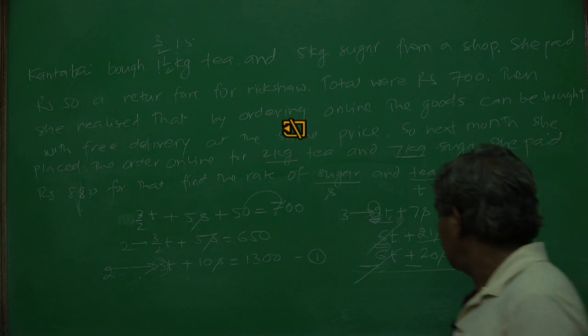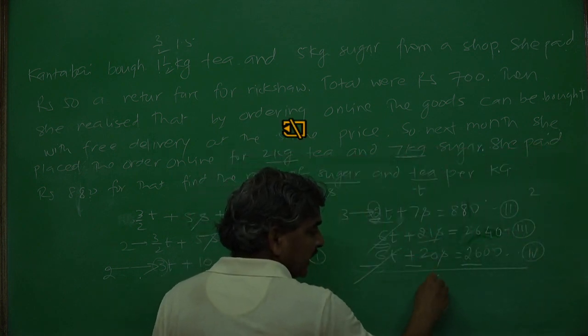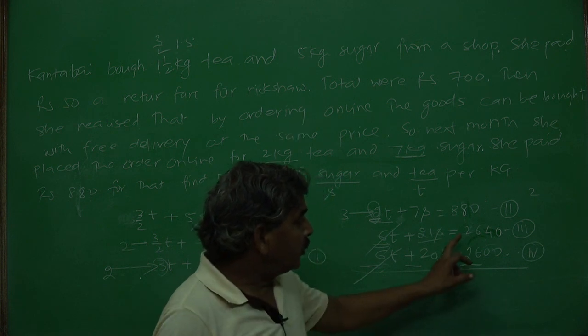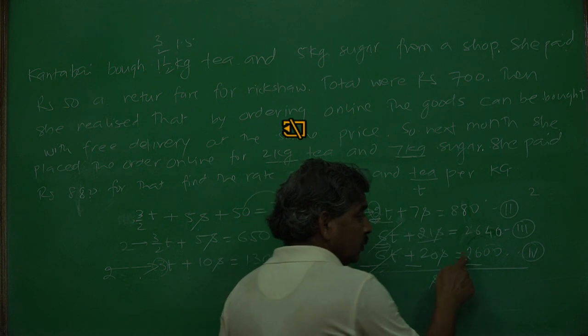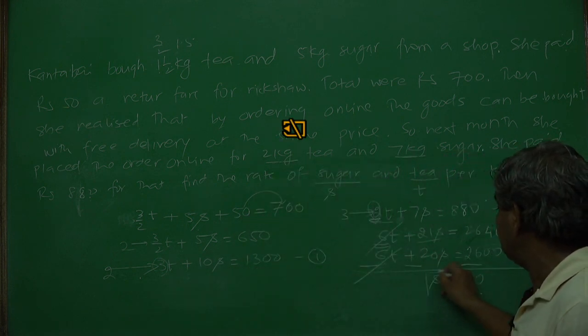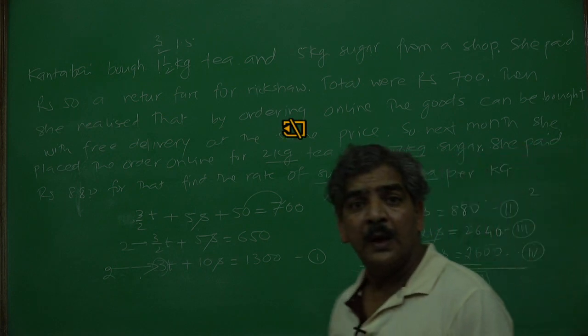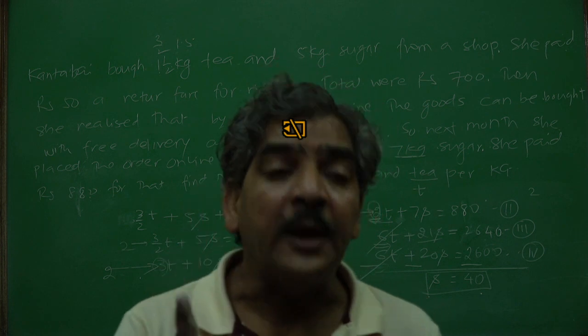Now it is correct. Now subtract the equations. If I subtract, this is equal to what? S is equal to 2640 minus 2600. So this becomes what? 40. So S is equal to 40. The cost of sugar is 40 rupees per kg.